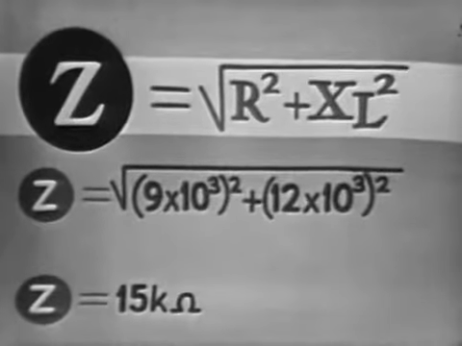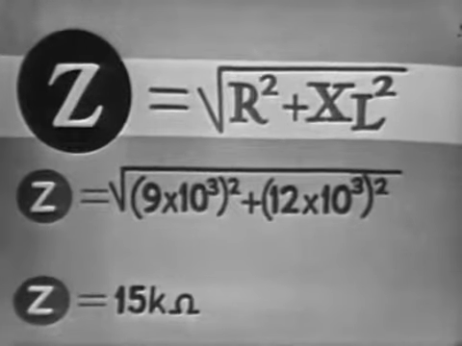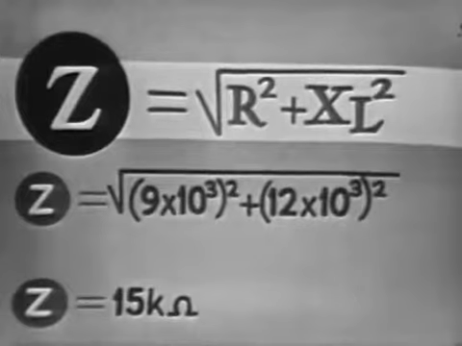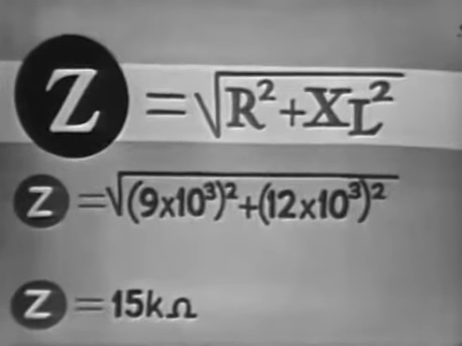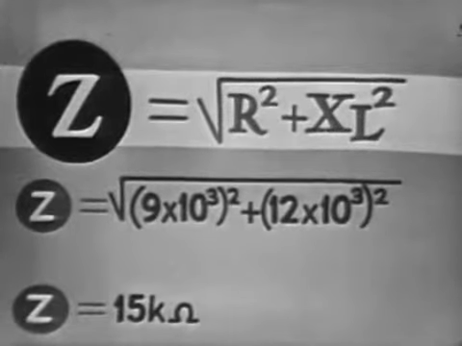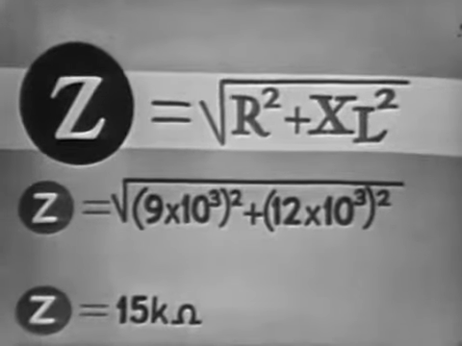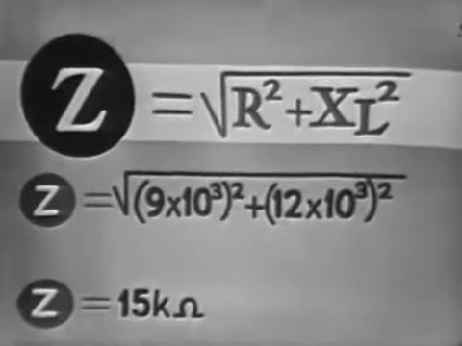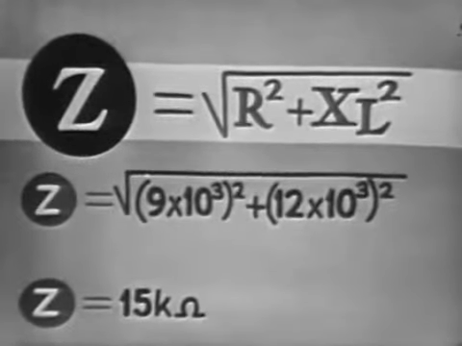Pythagorean theorem says that the impedance is equal to the square root of the resistance squared plus the inductive reactance squared. And of course, if we substitute our values, which you'll recall were 9 k ohms and 12 k ohms, we would find that impedance would be equal to 15 k ohms. Now, of course, you'll remember that this was the same value we found when we actually took the impedance vector and measured it.